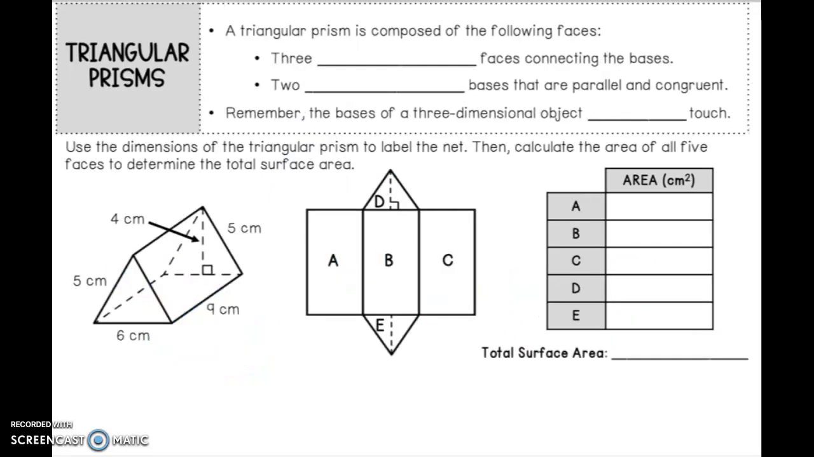All right, so when we're talking about triangular prisms, it consists of exactly 3 rectangular faces and 2 triangular bases, okay? And the bases are parallel and congruent. Remember, parallel means they're opposite of each other, like down here, but they never touch. And they are congruent, meaning they are exactly the same. Remember, congruent is that mathematical term for the word same.